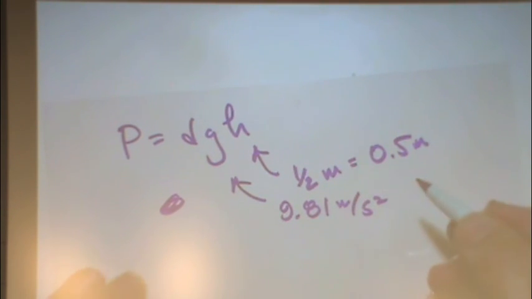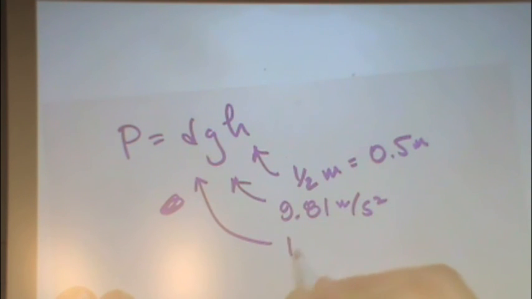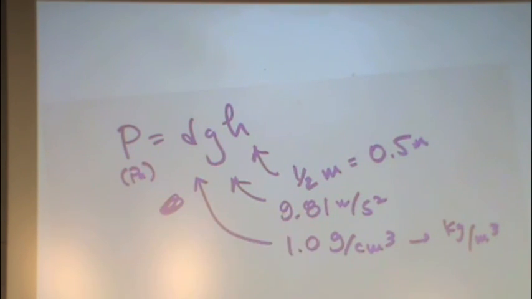I make sure these are all SI units. Density of water is given on the back page. It's 1.0 grams per centimeter cubed, but that is not the units I want. I want kilograms per meter cubed. And then I think it asks for the pressure, which will end up being pascals in SI units, okay? It's just multiplying these three, but you need to convert these units. Do you want me to do that conversion for you? No. Okay, you're good.